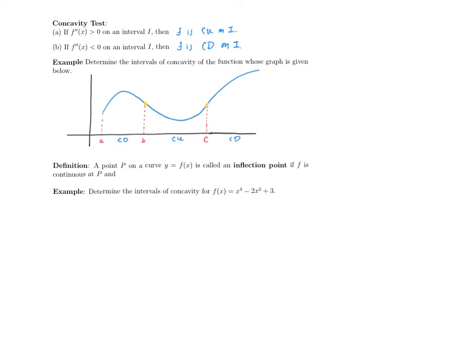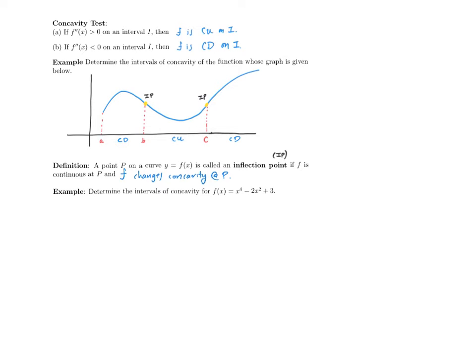And because of that, we refer to these points as being, I'll say IP, and that's going to indicate that it's an inflection point of the function. And just to give a definition of that, we say a point on the curve is called an inflection point of f if the function is continuous at that point and changes concavity.